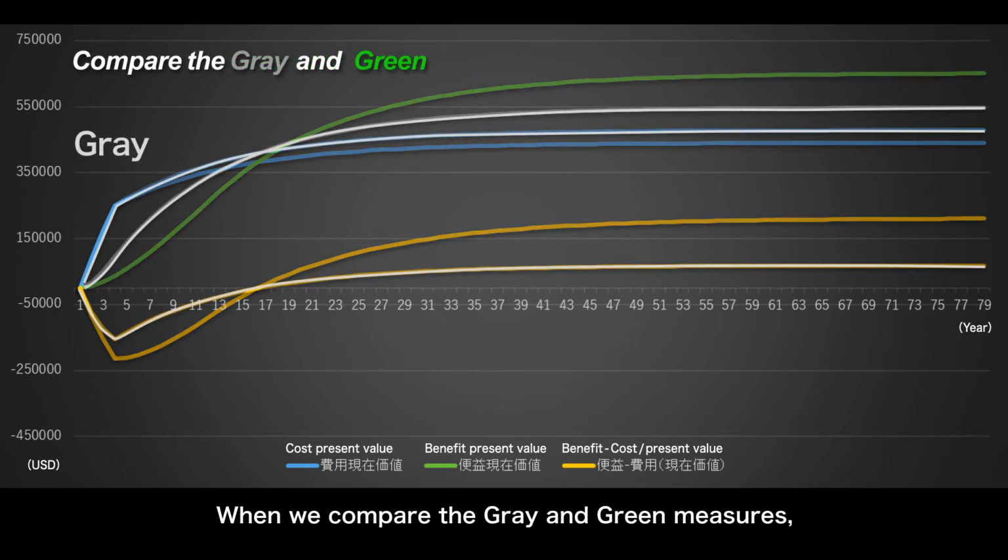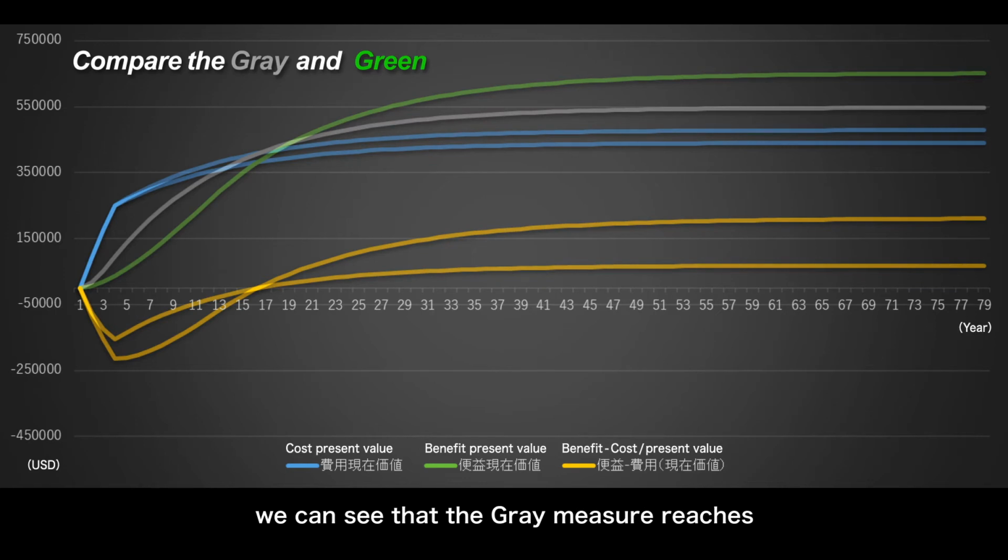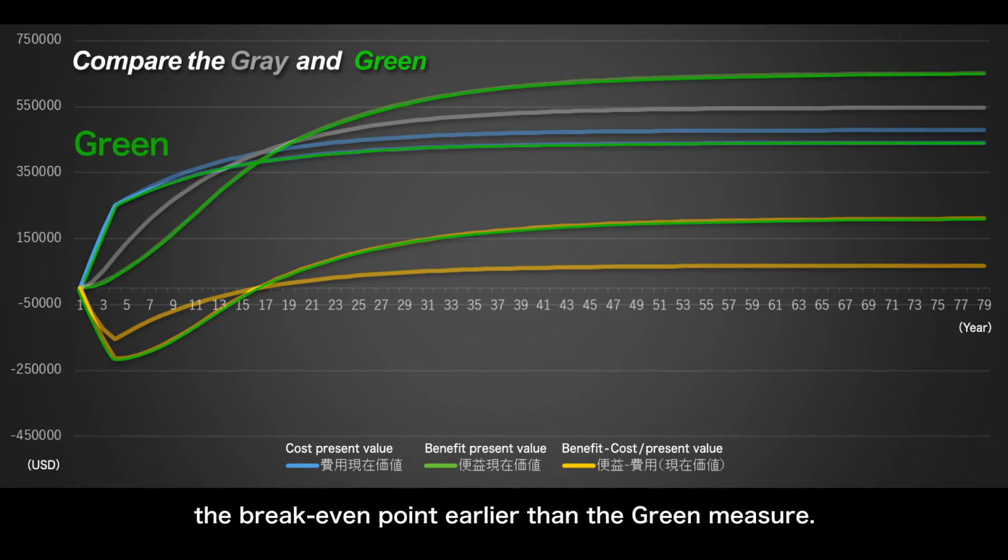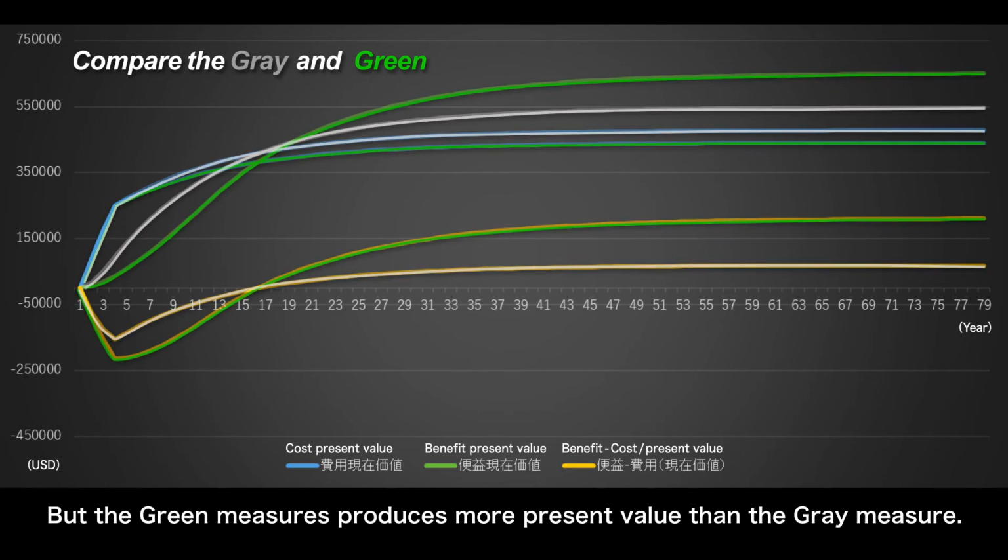When we compare the gray and green measures, we can see that the gray measure reaches the break-even point earlier than the green measure, but the green measure produces more present value than the gray measure.